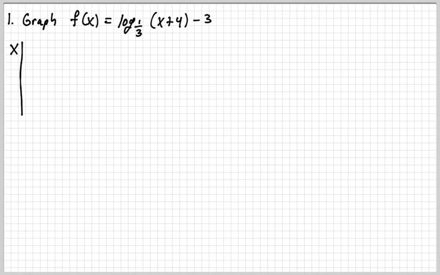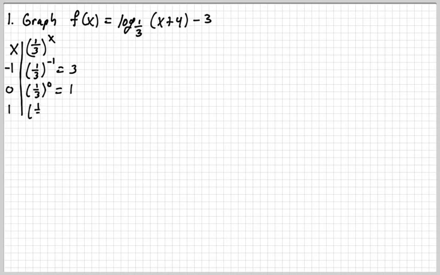So we're going to identify the base, which is 1/3, and we're going to look at the exponential of 1/3 to the x power, evaluated at -1: 1/3 to the -1. You're just going to take the reciprocal of that, so 3 over 1 is 3. 1/3 to the 0 is just 1, and then 1/3 to the first power is just 1/3. The horizontal asymptote is going to be y equals 0.